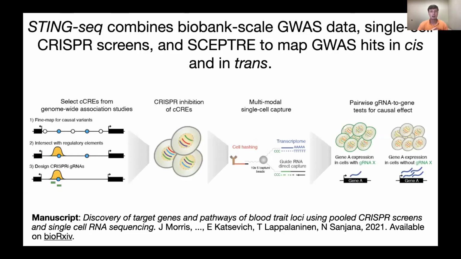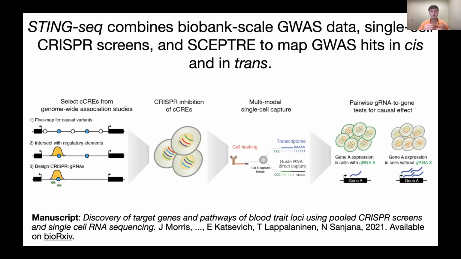I just want to highlight a recent work conducted by collaborators of ours at the New York Genome Center. They developed an approach called STING-Seq, and STING-Seq combines biobank scale GWAS data, single-cell CRISPR screens, and Scepter to map GWAS hits in cis and in trans.